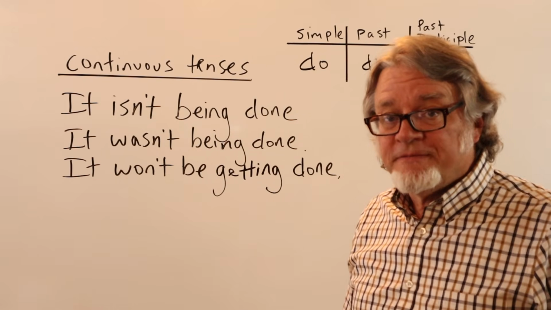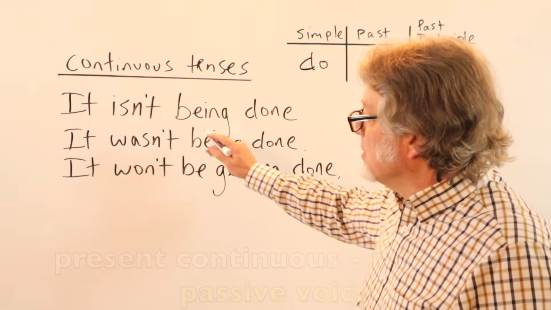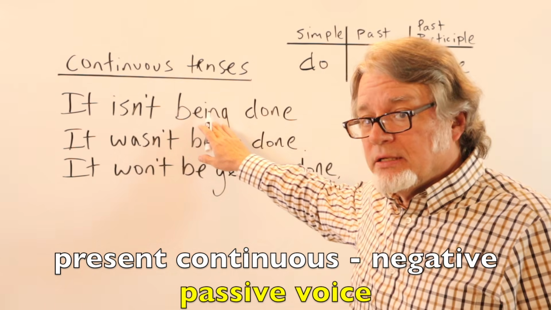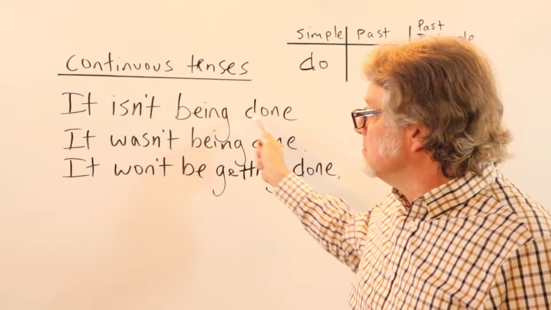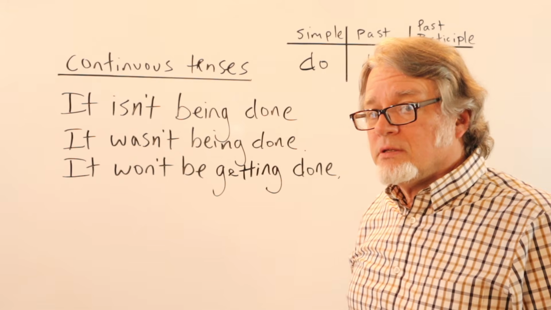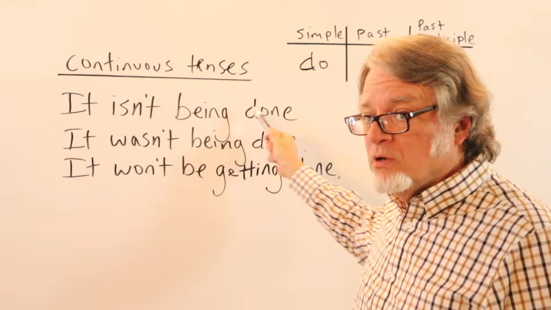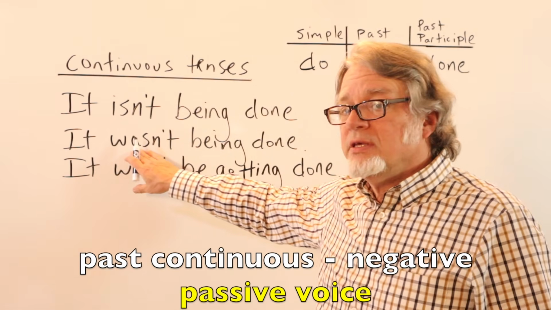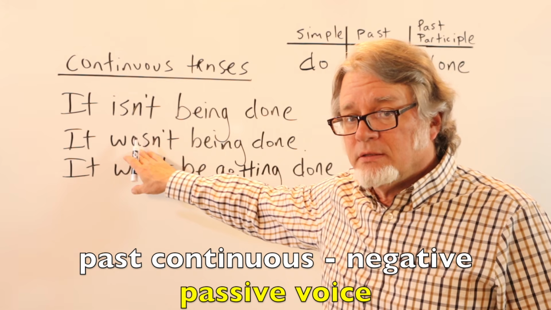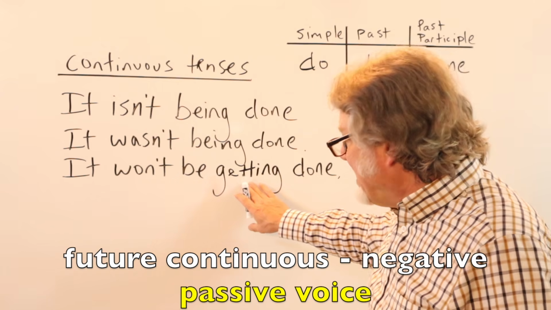Here's the negative form for the passive voice in the continuous tenses. It isn't being done. We don't identify the person not doing the work. That's a good reason to say something like this. We don't know who's not doing it. In the past, it wasn't being done. And for the future, it won't be getting done.